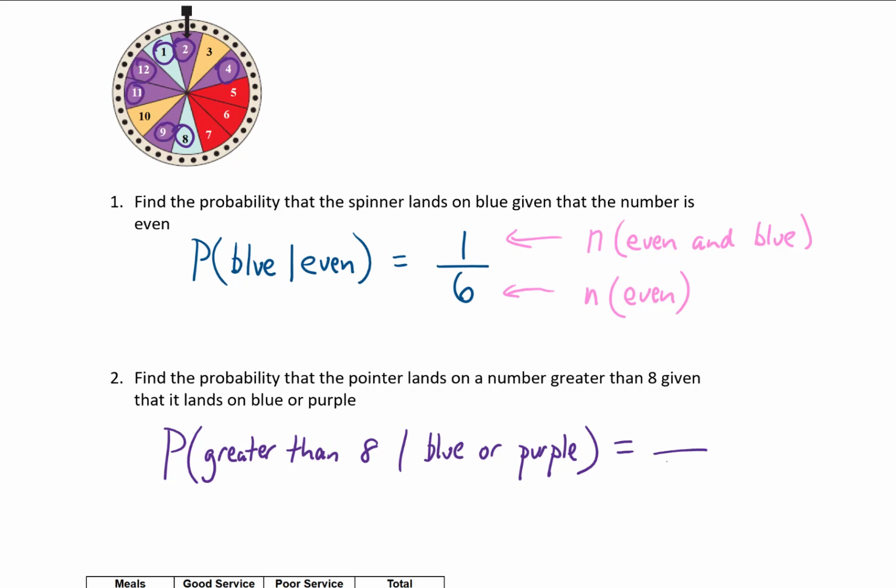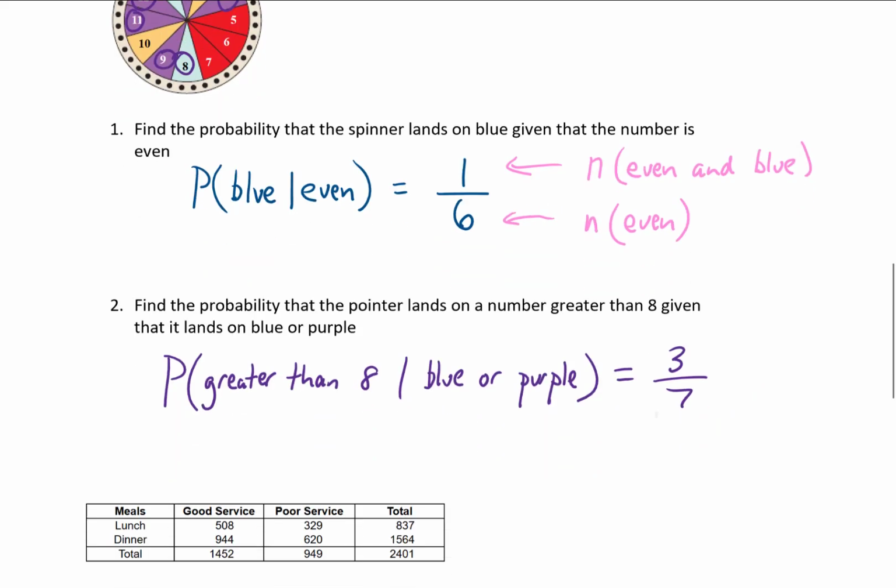That is a total of 7 numbers that are either blue or purple. Now, focusing just on those numbers, how many of those are greater than 8? Greater than 8 does not mean equal to 8. It means greater than. So 9, 11, and 12 are all greater than 8. That was 3 total numbers that were greater than 8 out of the 7 that were either blue or purple. So our probability is 3/7.